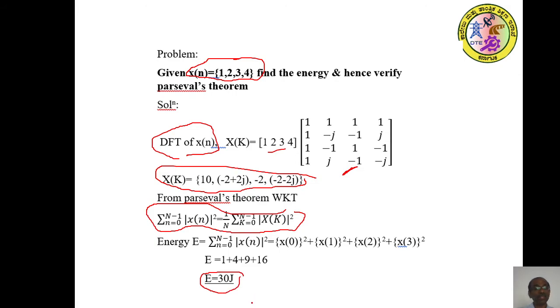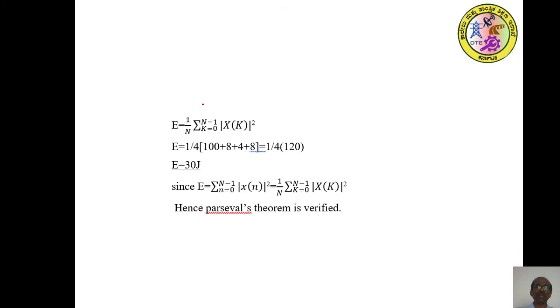Step 1 is over. Step 2. Energy in terms of frequency domain samples, what have they given? E is equal to 1 by N summation k is equal to 0 to N minus 1 modulus of X of k whole square. How to calculate that? Put k is equal to 0 to 3. So expand this formula: X of 0 whole square plus X of 1 whole square plus X of 2 whole square plus X of 3 whole square. But don't forget, there is a modulus sign here. Because of the modulus sign, it will be root of a square plus b square, modulus of that. Is it clear? So when you expand and solve, you get an answer equal to 30 joules.